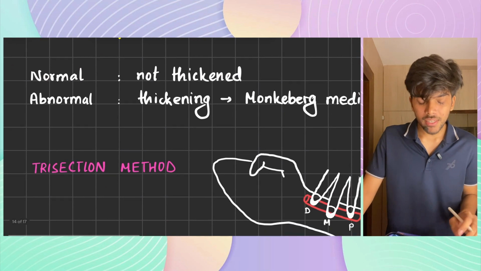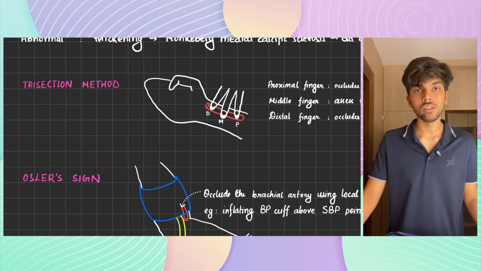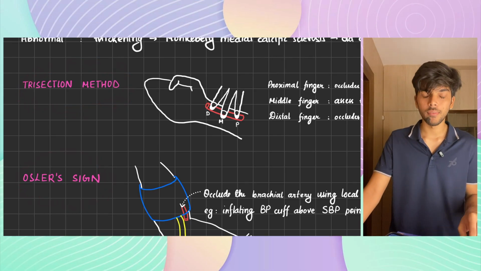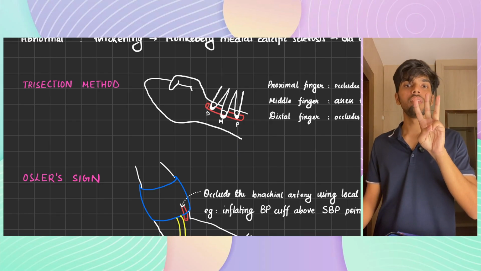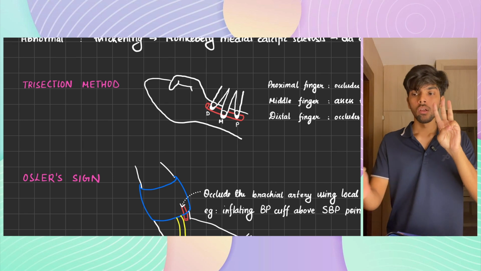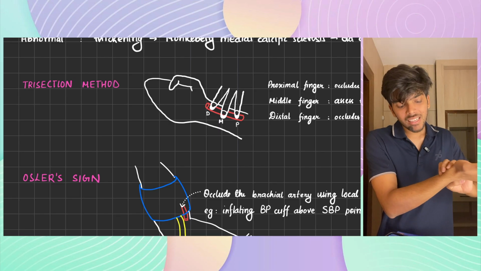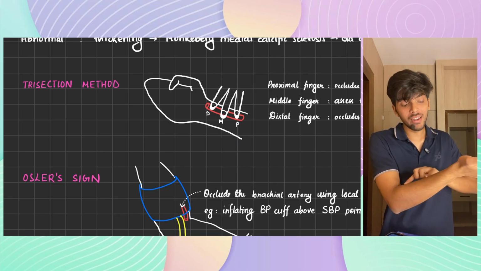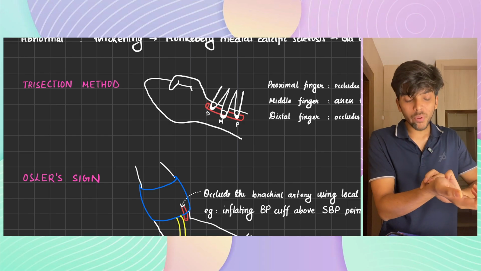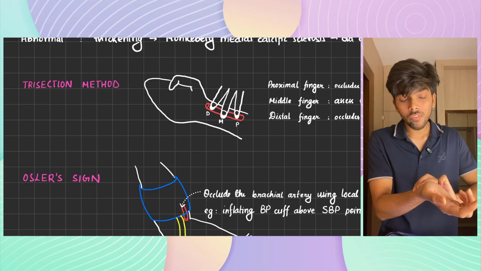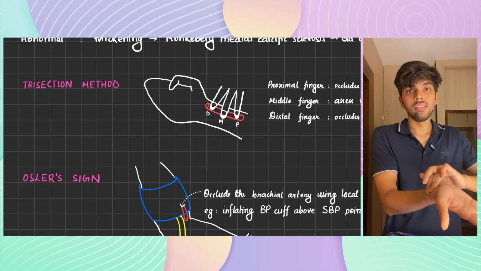There are two ways to test for the thickness of the wall. Number one is the trisection method and number two is the Osler's sign. First, let's look at the trisection method. In trisection method, you use your three fingers, the index finger, the middle finger and the ring finger. With the index finger, you press and prevent the flow of blood from the radial artery. With the ring finger, you press and you prevent the flow from the palmar arches or the backflow from ulnar artery.